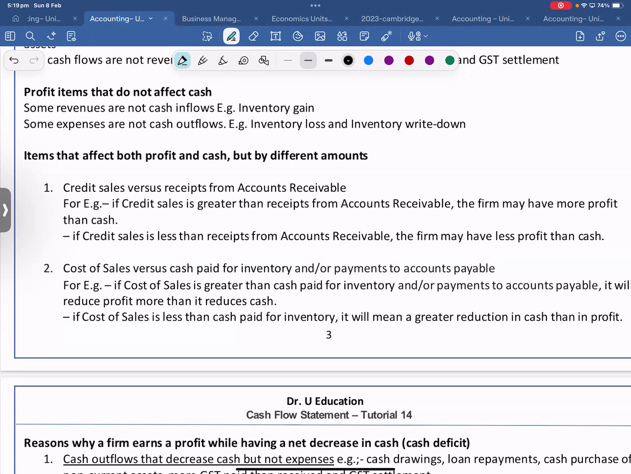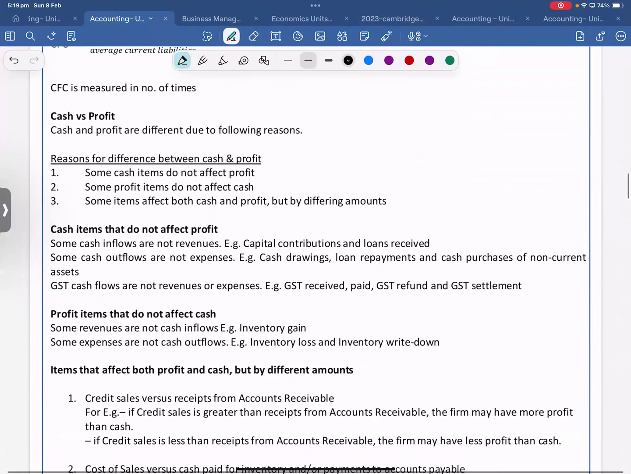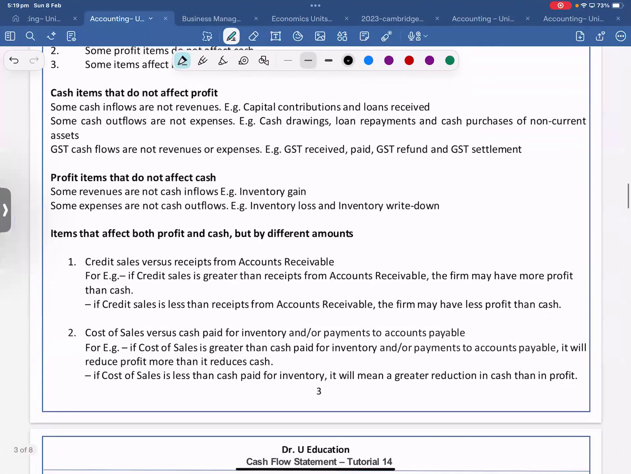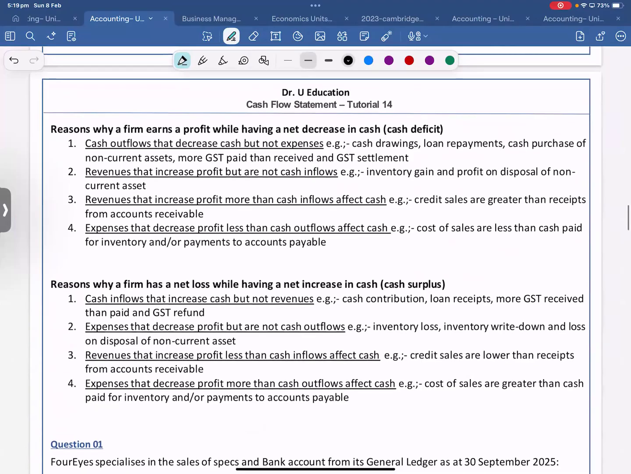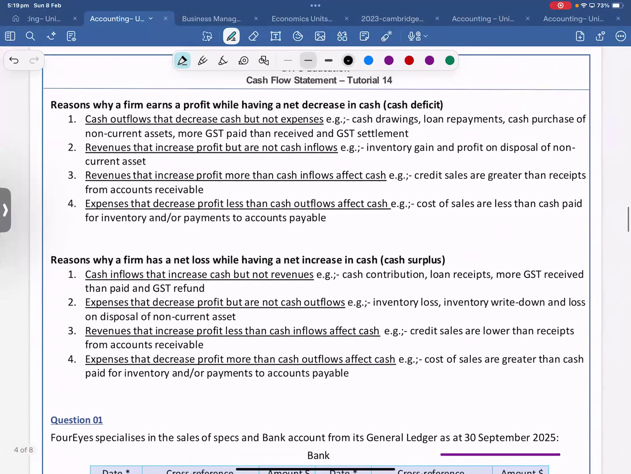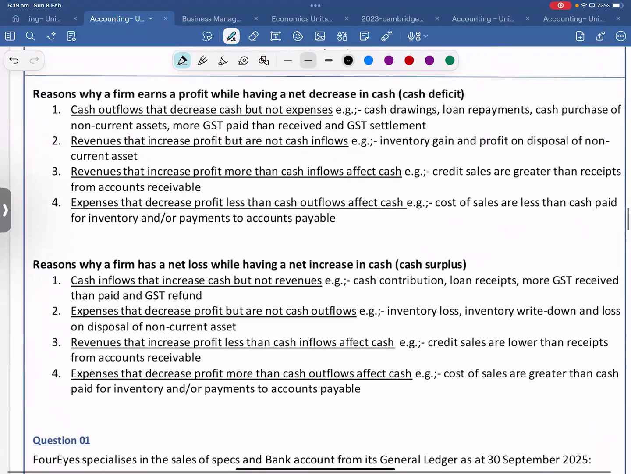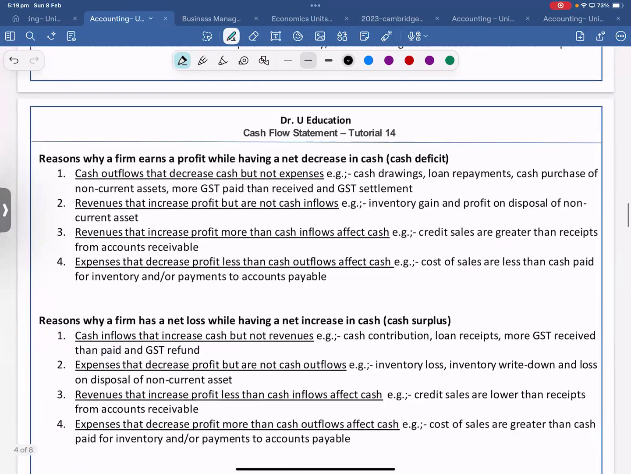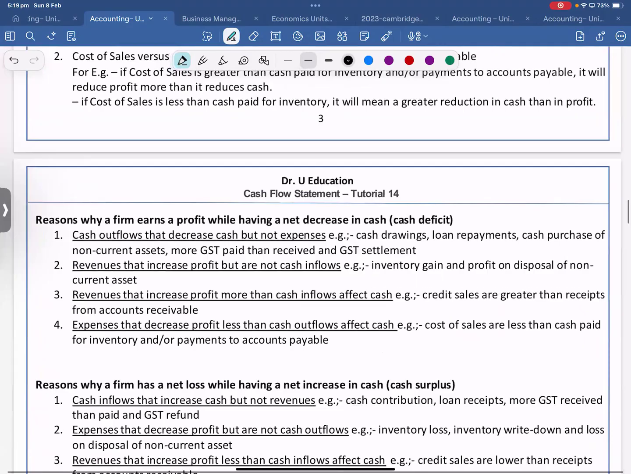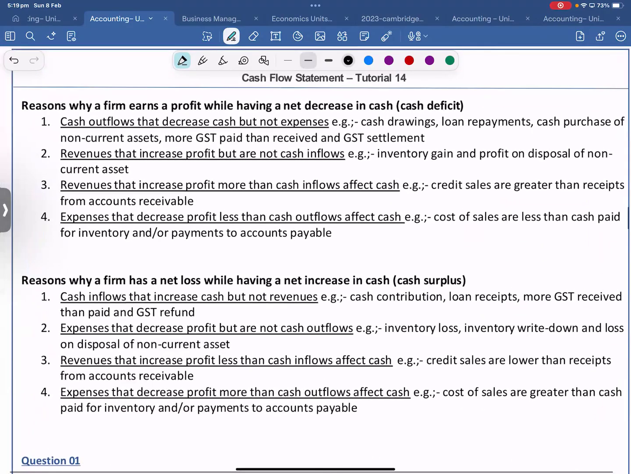Now, this part, guys, the cash versus profit concept, comes up every time in every VC paper. It can be 4 marks or 2 marks, minimum 2. Now this one is coming: the opposite. Reasons why a business earns a profit while having a net decrease in cash or cash deficit.